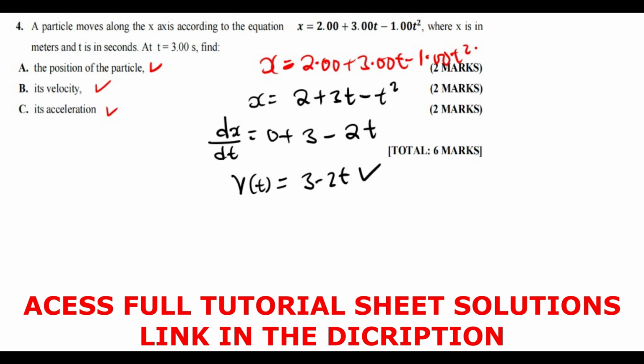If I differentiate this, I'm going to find the formula for the acceleration. So I will do the same. In this case, it's no longer x, I'm talking about dv over dt. So dv over dt, the derivative of 3 is 0. The derivative of 2t is 2. Okay? Meaning my acceleration at that point is going to be equal to negative 2.